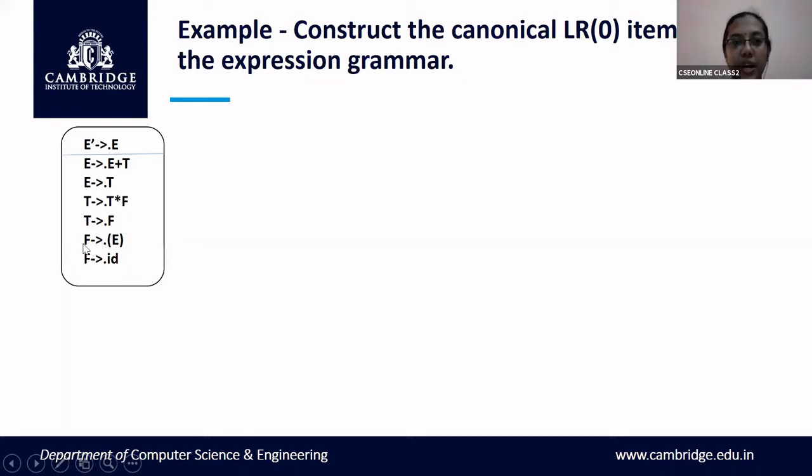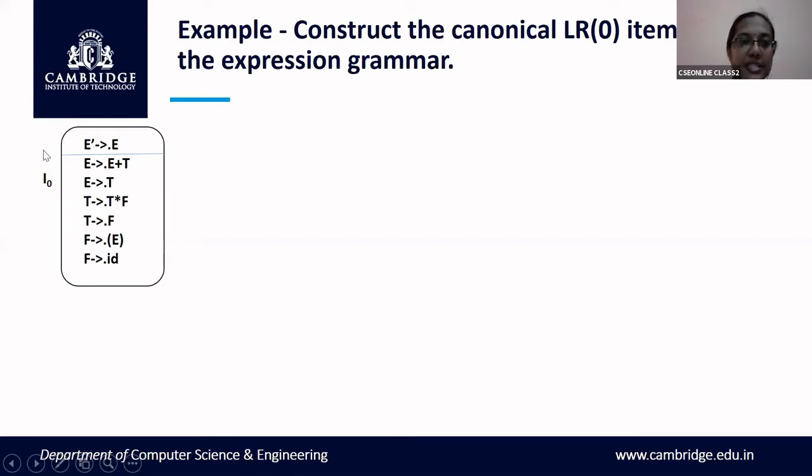When coming to the F production rules, dot is followed by open parenthesis. Open parenthesis is a terminal symbol. If it is a terminal symbol, you need not take the closure. Next, the F production rule is dot id. id is also a terminal, and hence you need not take the closure of id. This is called one canonical item set, and I am going to name that canonical item set as I0.